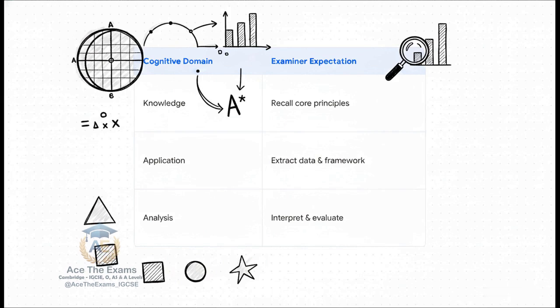Alex is pointing out the low-altitude baseline here, knowledge and understanding. That is just recalling core principles. It's knowing the formula we just talked about. And frankly, that barely gets us off the launch pad. You won't fail, but you aren't getting an A.